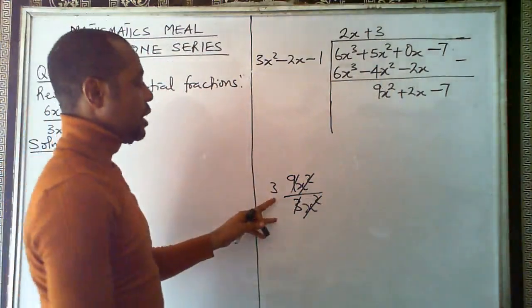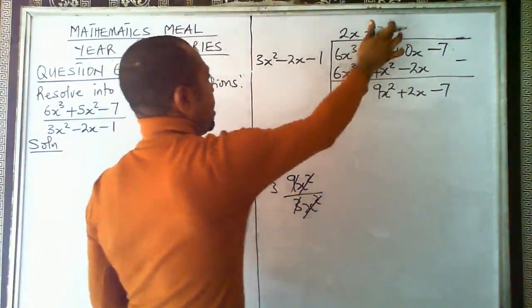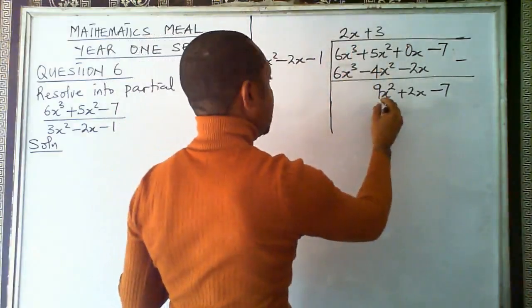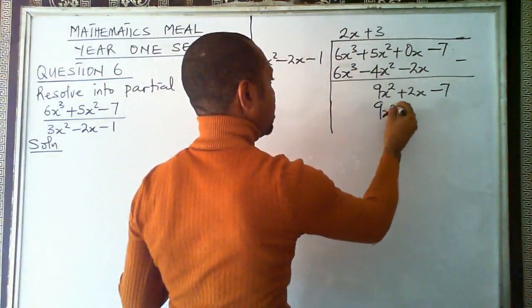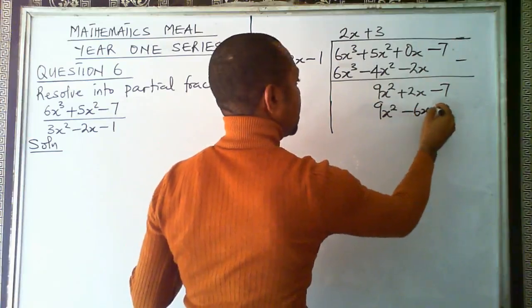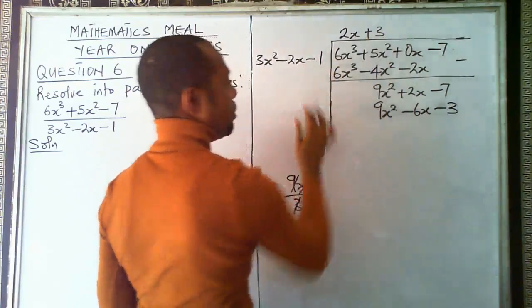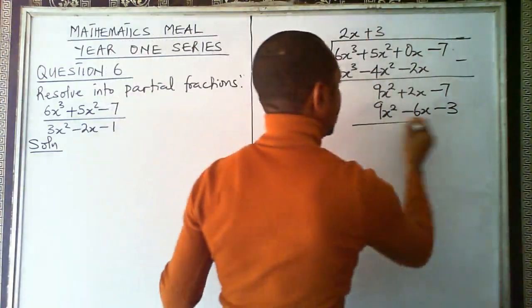So we have just divided, we obtain the what? Quotient. Use the quotient to multiply. 3 times this will give me what? 9x squared. 3 times this will give me what? Minus 6x. Then minus what? Minus 3. When 3 multiplies this. Okay? So we'll subtract again.